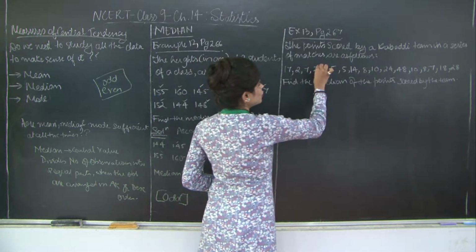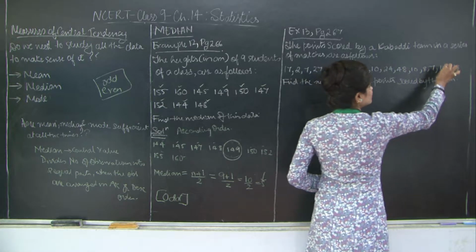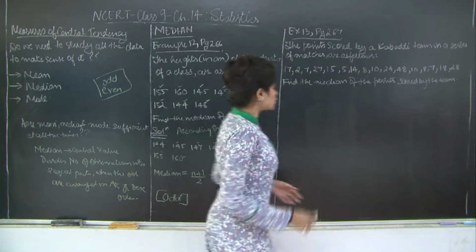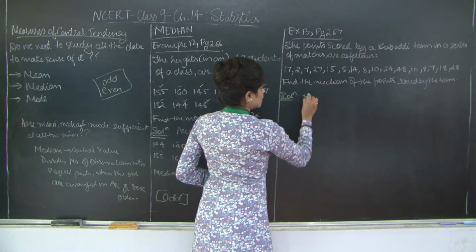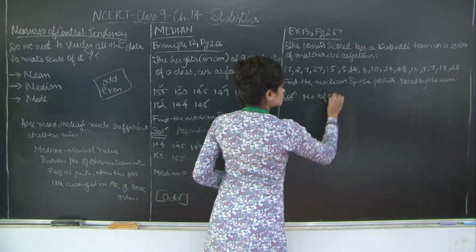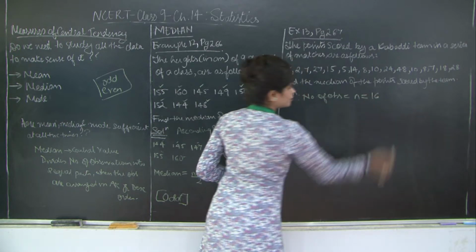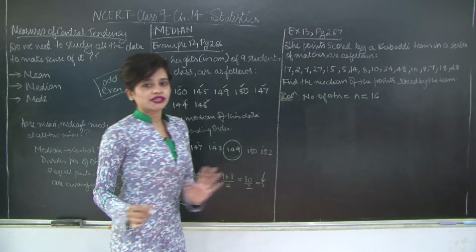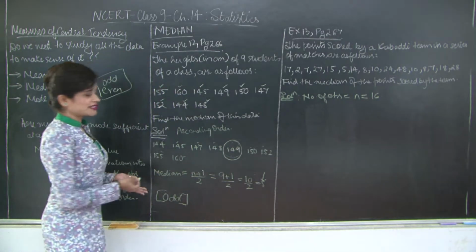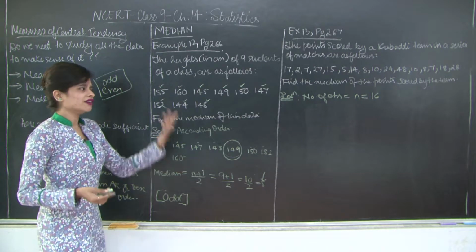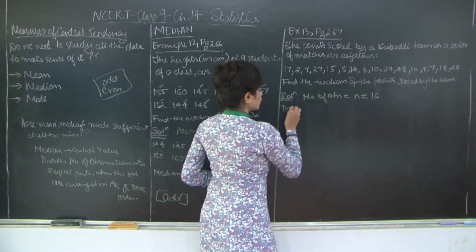1, 2, 3, 4, 5, 6, 7, 8, 9, 10, 11, 12, 13, 14, 15 and 16. Right. So I'll say solution. Number of observations that we have, n is equal to 16. Now what we are going to do is arrange our data into ascending or descending order. In the previous example we arranged it into ascending order. Let's just try descending order.